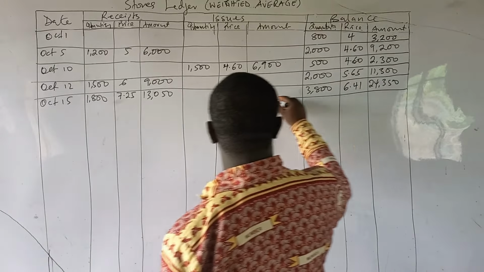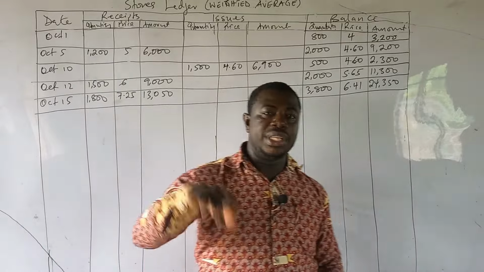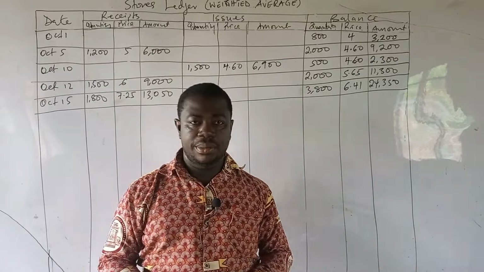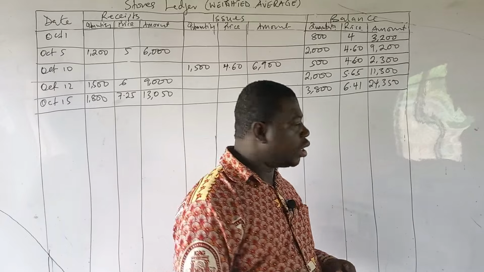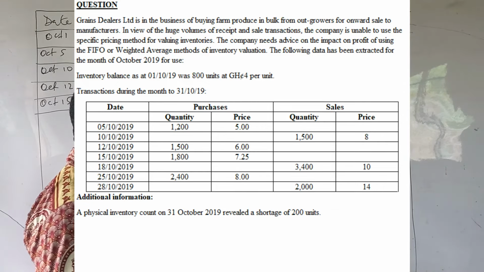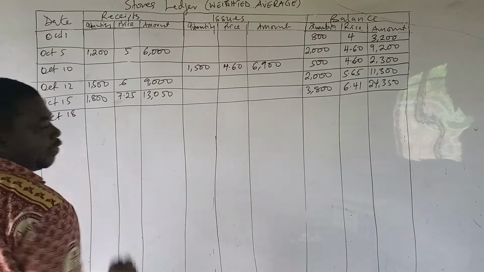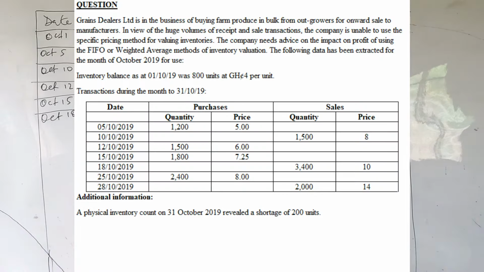And then you can underline. So as and when goods are coming in, we are updating the weighted average unit price by the method that I have shown you. And that is what we are doing. And then on the 18th of October, there was another issue. So October 18th, there was an issue of 3,400.